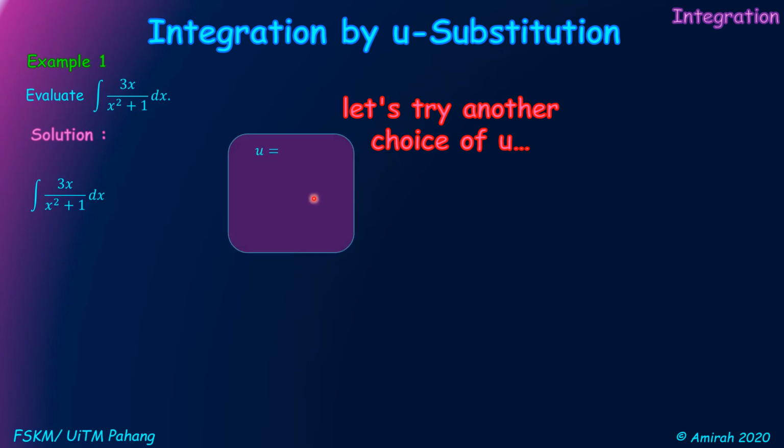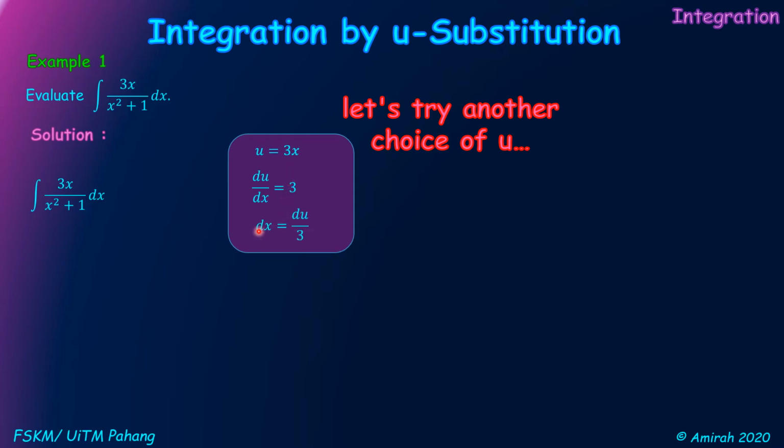Okay, let's say we try u equals 3x. Let's say if we have no idea how to choose the correct u, we try u equals 3x. So after we choose u, we need to differentiate. Okay, so we have du over dx, and when we differentiate 3x, it equals 3.